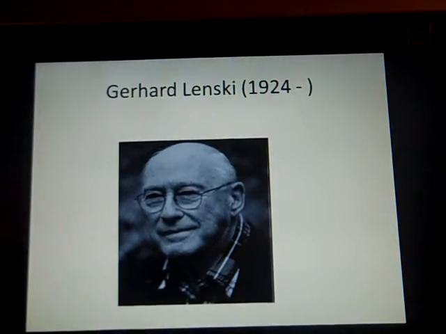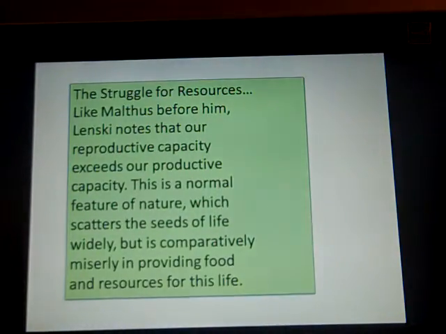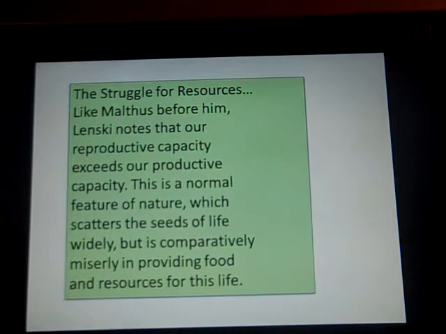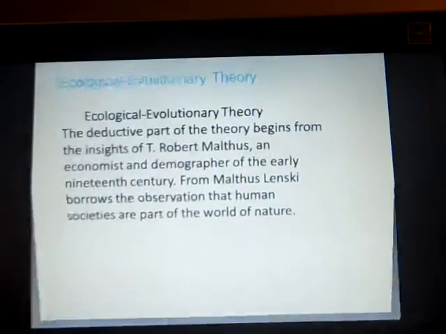Now, Gerhard Lenski is someone I don't know that he's mentioned in your book. A lot of these slides you have, so you don't have to write much down. On the struggle for resources, like Thomas Malthus before him, he noted that our reproductive capacity exceeds our productive capacity. So we reproduce as human beings more quickly than we can produce food, basically. It's just a normal feature of nature. So that sort of condemns some people to misery and starvation, according to some. Because when you have more people than food, well, that's kind of what you get.